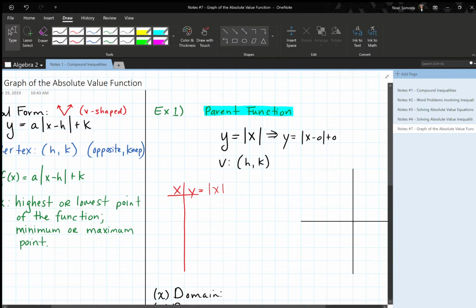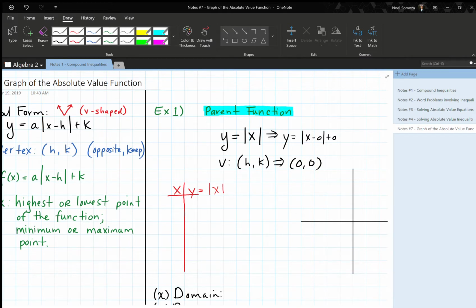So usually I would say take the opposite of this and keep this. Well, the opposite of negative 0 is, well, there's no opposite of negative 0. It's just 0. So in this case, 0 is an exception, but we keep the outside always. So opposite, keep. So therefore, I have a new vertex here that is going to be 0, comma 0, otherwise known as the origin. So when we graph it, it's right there. All right, we have a vertex.